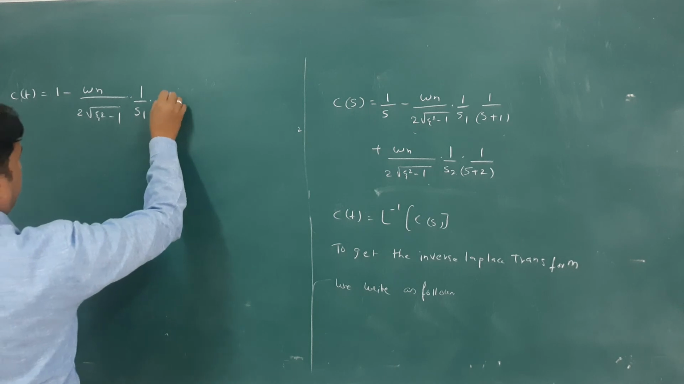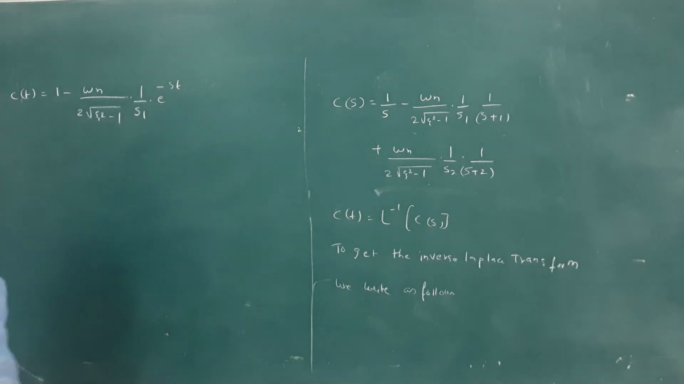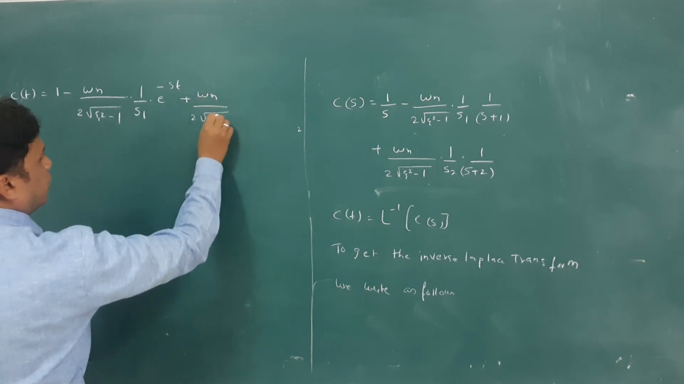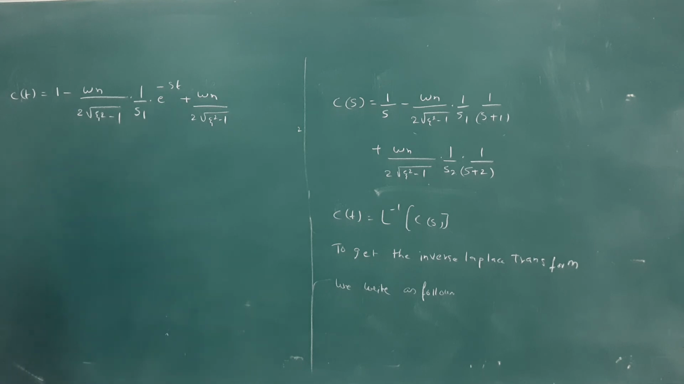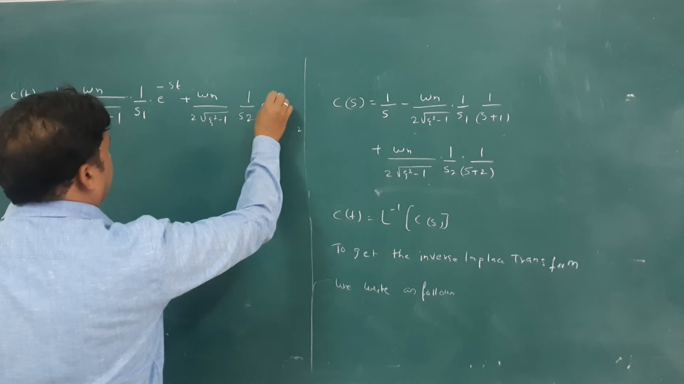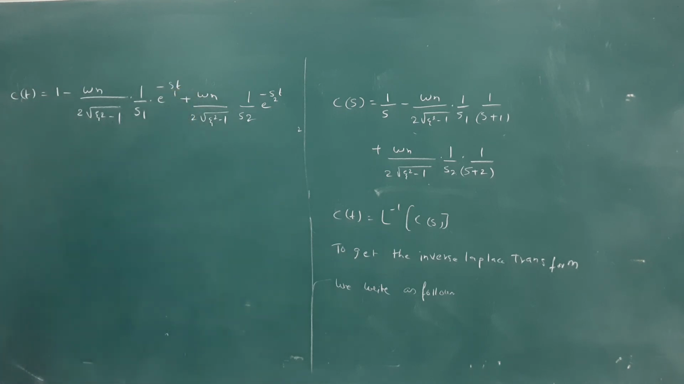S plus 1 becomes e power minus s1 t, and plus omega n divided by 2 root zeta square minus 1 into 1 by s2, which is 1 by s2 into 1 by s plus 2, giving e power minus s2 t. So we can write e power minus s2 t and e power minus s1 t from the inverse Laplace transform.